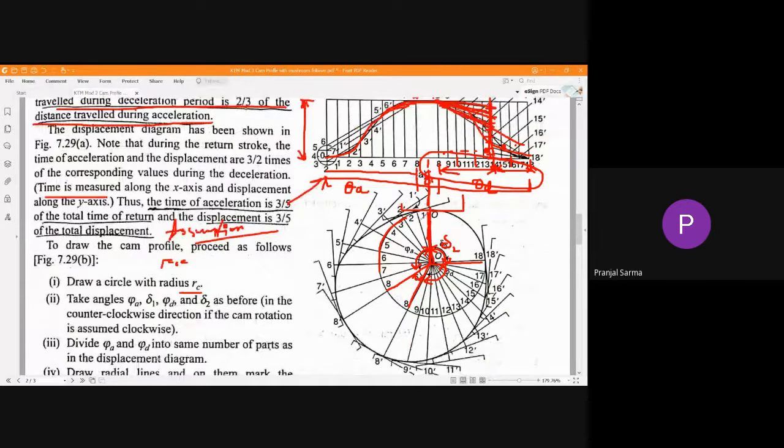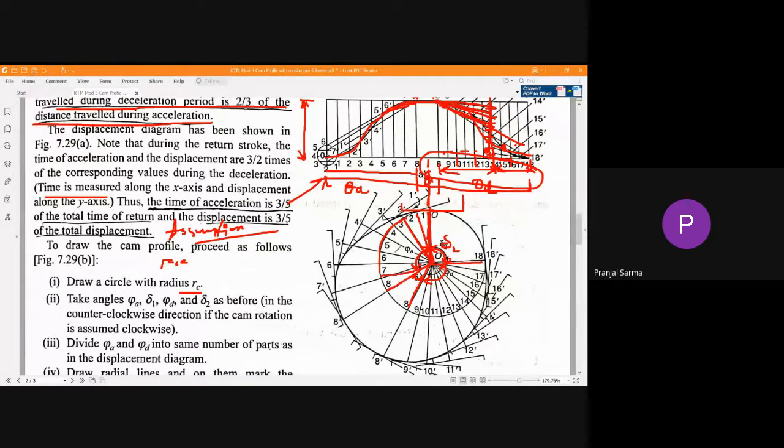Okay, so correspondingly, this particular 120 degree angle, we are going to divide into the equal number of divisions that we have done in the displacement diagram. We have made 8 divisions, so this 120 degree is divided by 8. Whatever you get, taking the protractor, you just give the divisions. So first division, second division, like this we'll make all those 8 divisions.